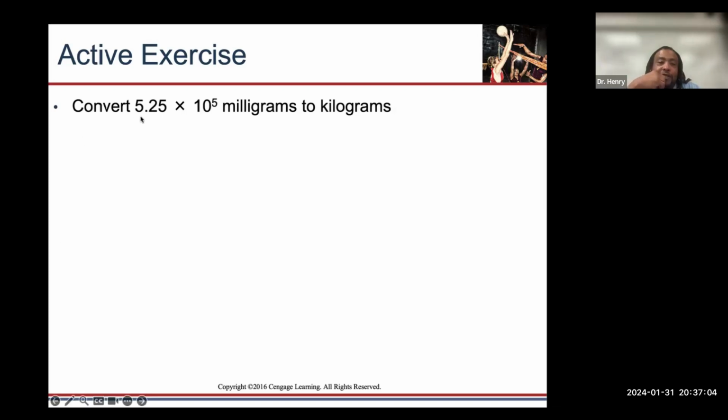So we're going to convert 5.25 times 10 to the 5 milligrams to kilograms. I'll give you guys a minute to work through it, then we'll talk about it.